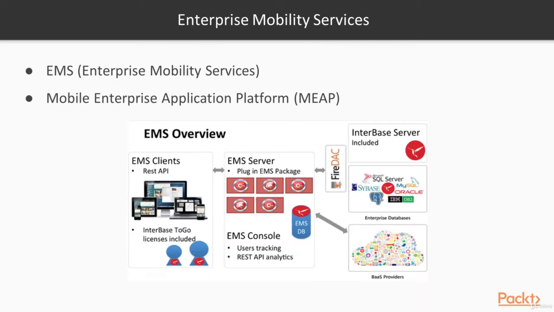So, Enterprise Mobility Services. EMS offers a mobile enterprise application platform, or MEAP, that you can host in the cloud or on premises to expose custom REST APIs and enterprise database data. The enterprise data access is provided by the FireDAC Data Access Library. EMS offers a comprehensive solution including REST API, remote database access, user tracking, and analytics, compared to a do-it-yourself model. In EMS, you have a pre-built server with core capabilities in which you can plug custom packages.